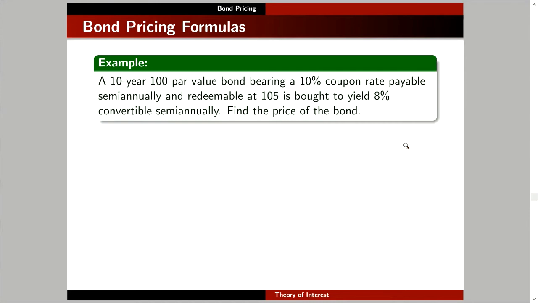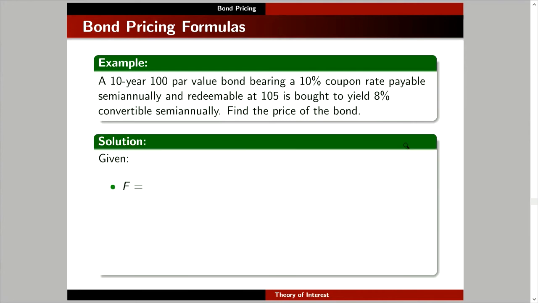If you have a problem like this, it's better if you list down all the givens. What is F? This is the par value. So, it is clearly 100. What is R? This is the coupon rate. It's very clear, right? It's 10%. But this is payable semi-annually. So to get the effective rate for every 6-month period, you divide it by 2. So R is equal to 5%.